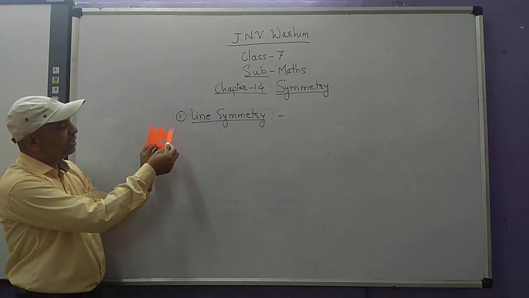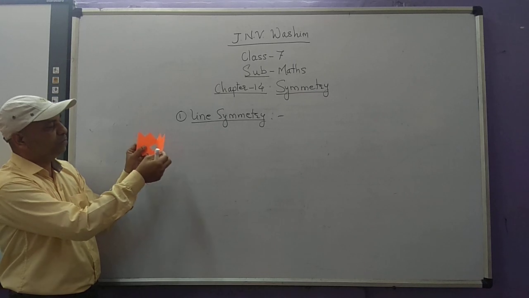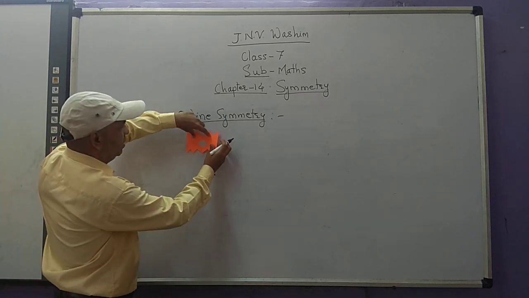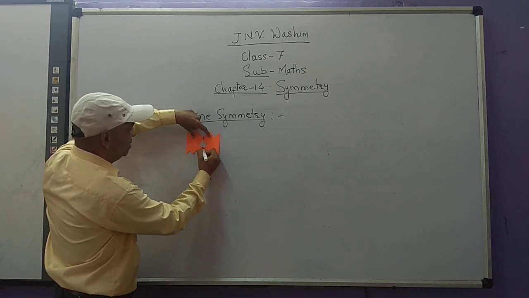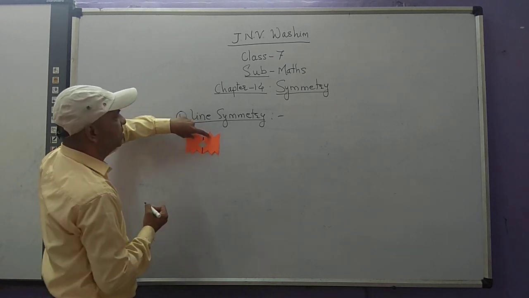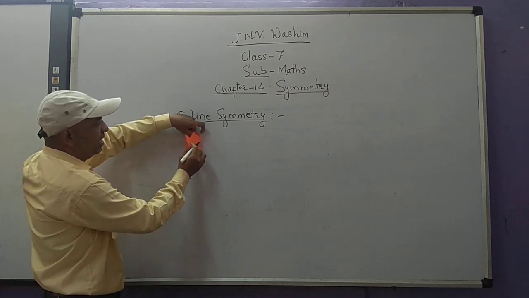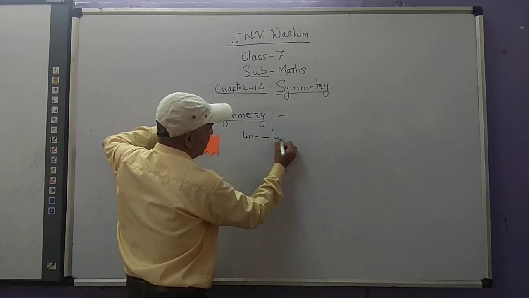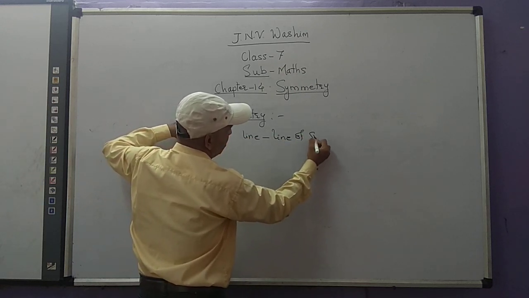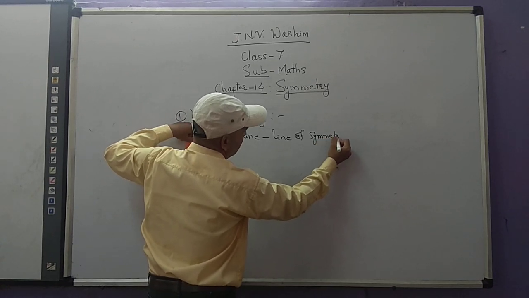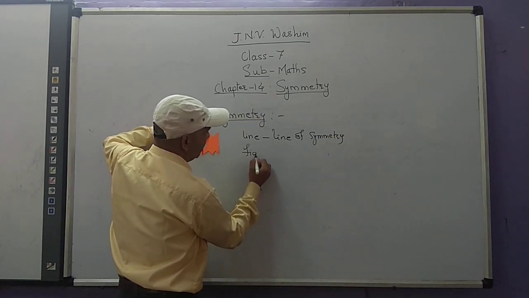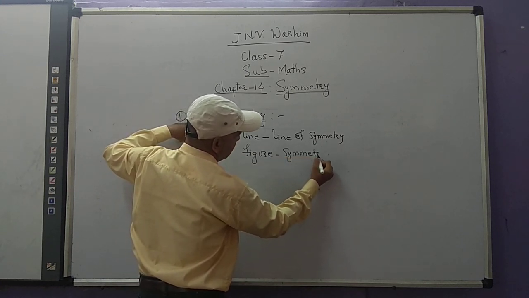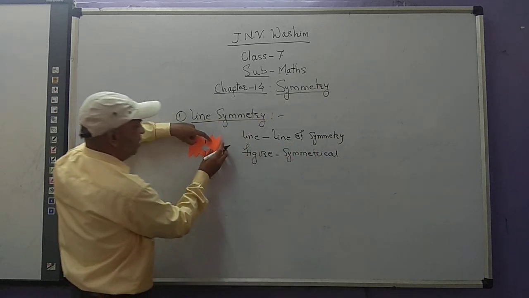So when I fold this figure and these two parts coincide with each other, it means the line between these two parts is called the line of symmetry and this figure is called symmetrical, and it is called symmetry.